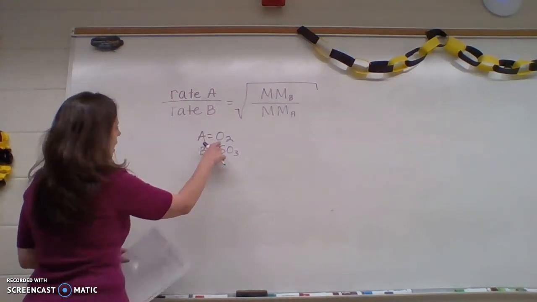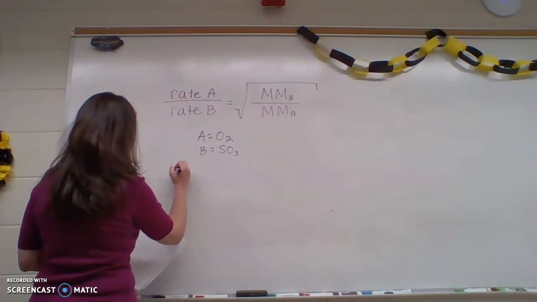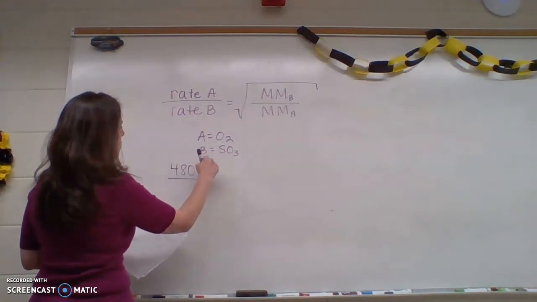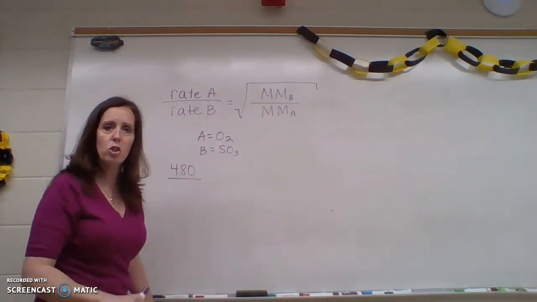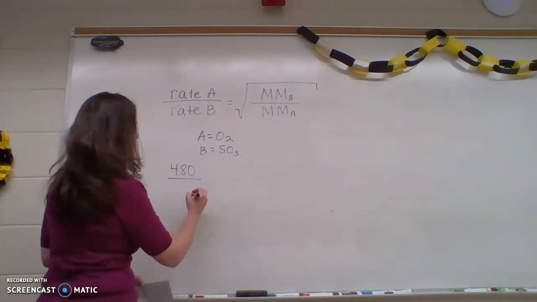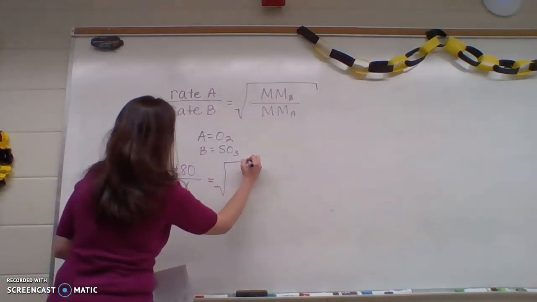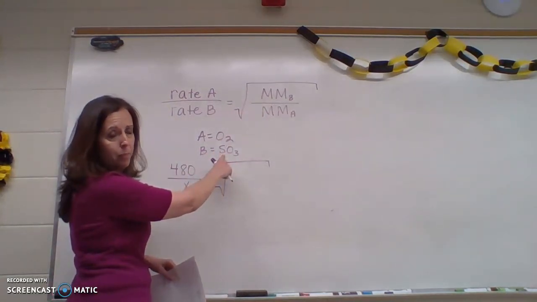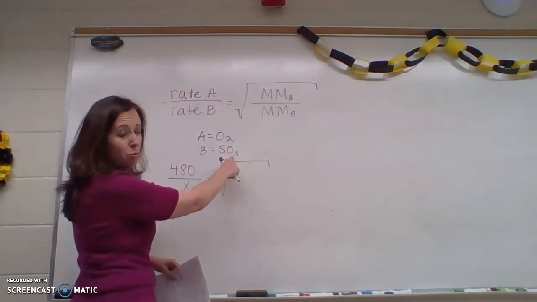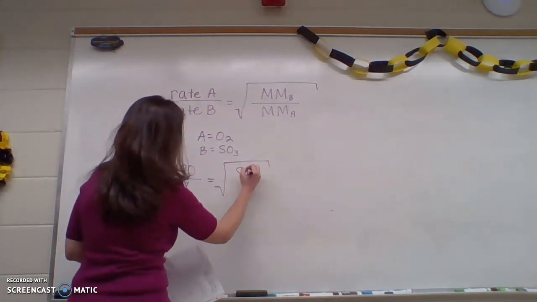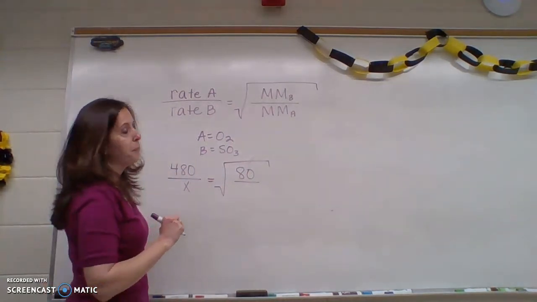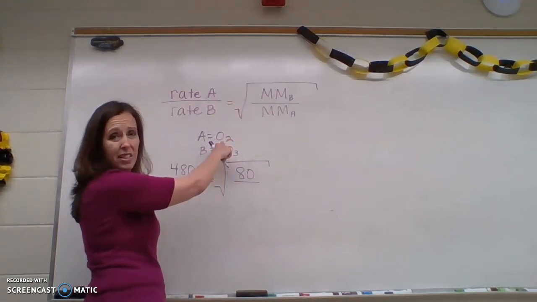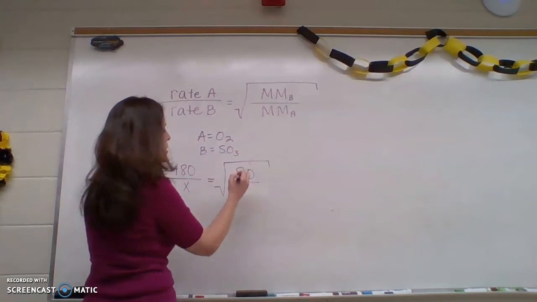So rate A. How fast is oxygen going? It's going 480, okay? Rate B. How fast is this going? Well, shucky darn, I don't know. So that becomes my X. Molar mass B. What is the mass of this on the periodic table? So sulfur is 32 plus 3 oxygens at 16. That's 80. Okay? Molar mass A. A is oxygen. Oxygen is 16. There's 2 of them. 16 plus 16 is 32.